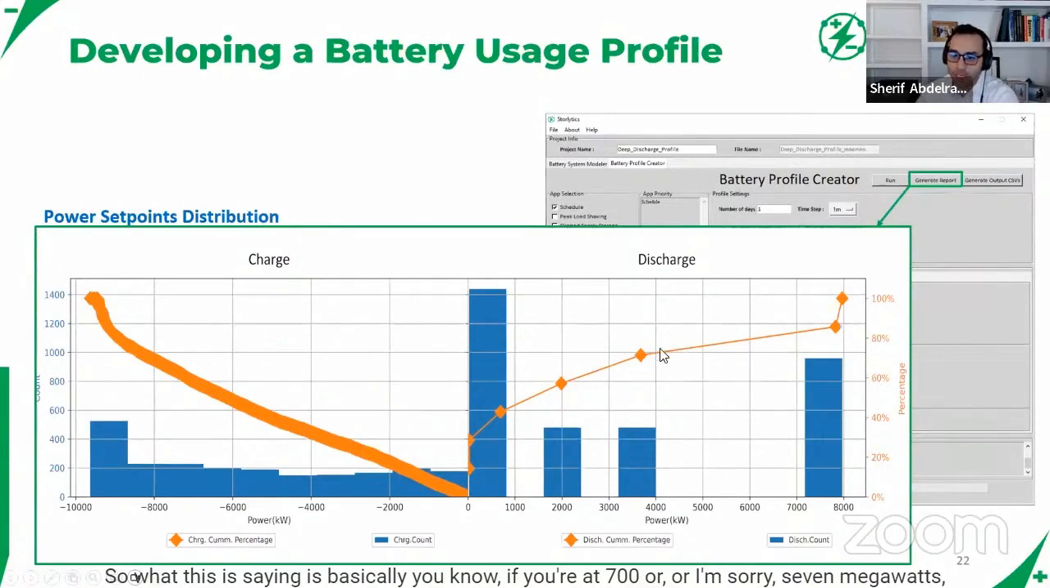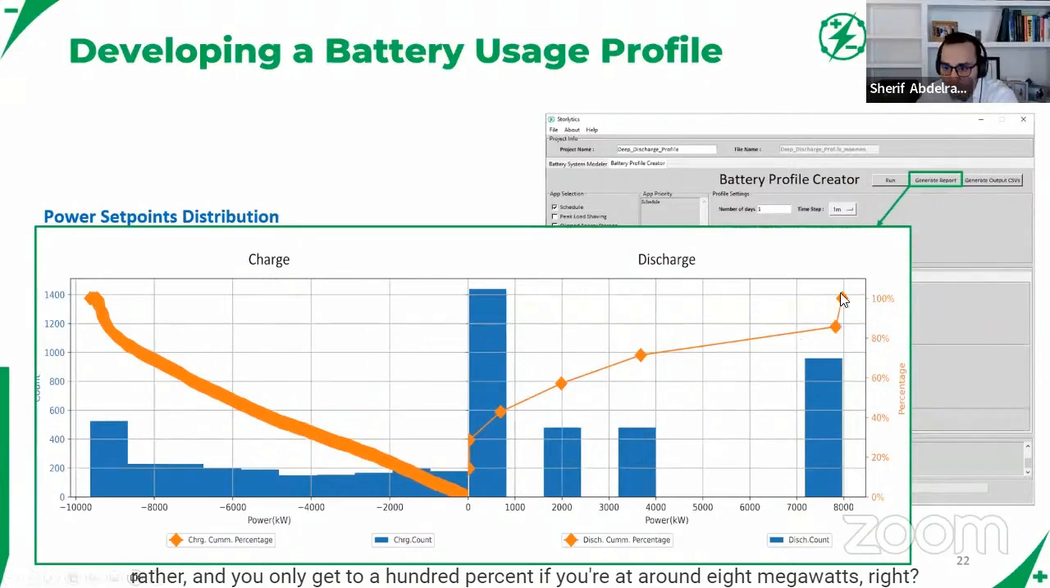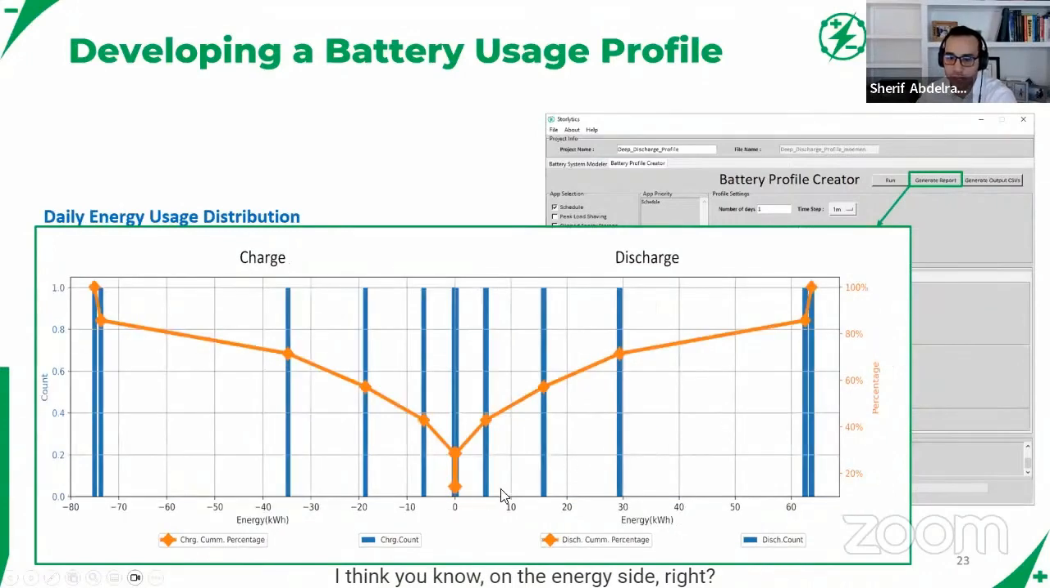So what this is saying is, if you're at 7 megawatts, you have a little more than 80% of the battery power set points. And you only get to 100% if you're at around 8 megawatts, right? So there's really no state of charge here whatsoever, on the energy side. And I'll just clarify, this is coming out of the battery profile creator.